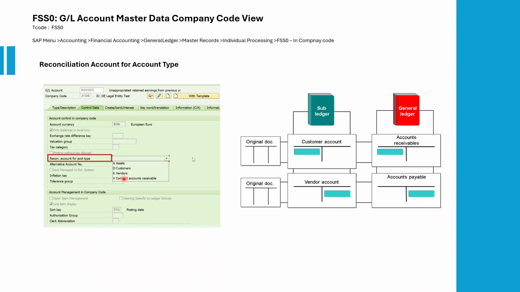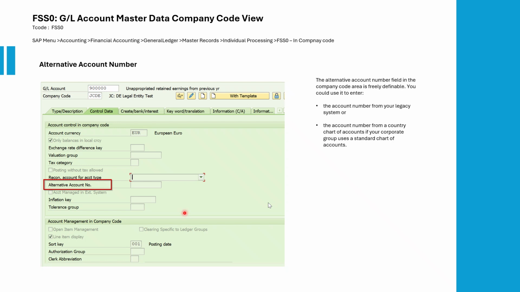Now moving to the next topic, which is alternative account number. This is also a very important field. This alternative account number field in the company code is actually freely definable. First, you can use this to enter any legacy system data, or even if you have a country-specific chart of accounts linked to this particular operating chart of accounts, you can enter that country-specific GL account number for this GL account here. You got my point?